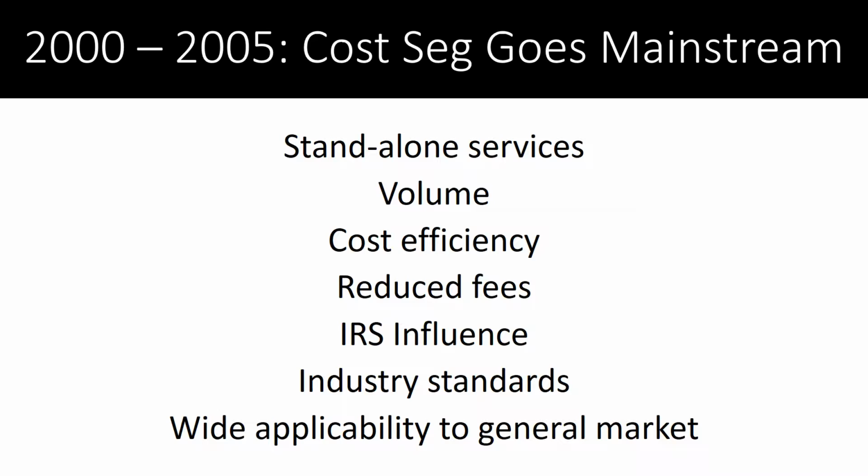Concurrently, industry standards began to form in 2006 when Bedford's managing director teamed with members of competing firms to establish the American Society of Cost Segregation Professionals. This is a standards body that was instituted to educate industry participants in the areas of technical and tax matters. Today, cost segregation is mainstream and is considered widely applicable to the general market with greatly reduced fees and a proven record of success for clients.